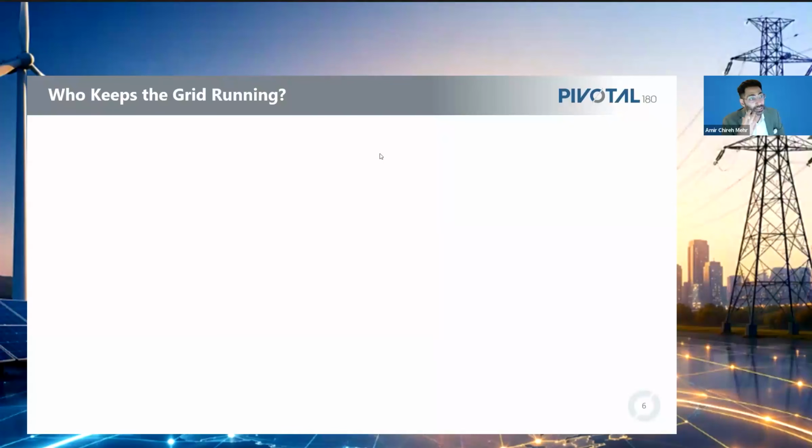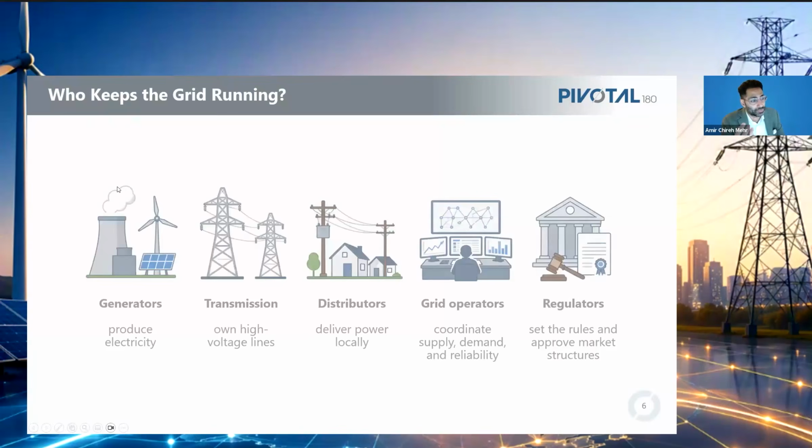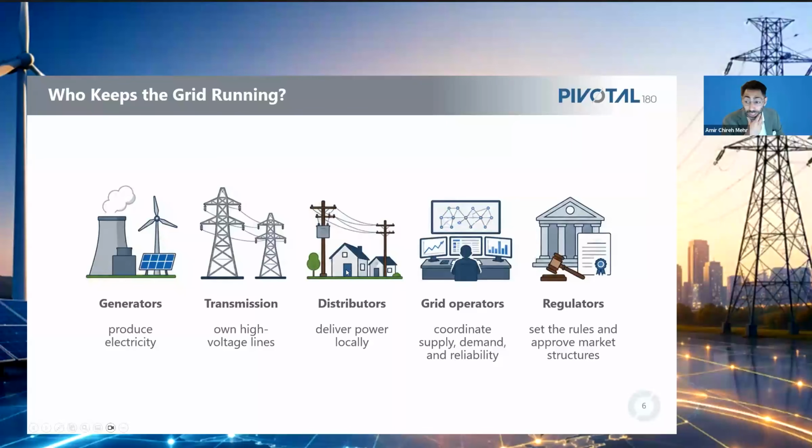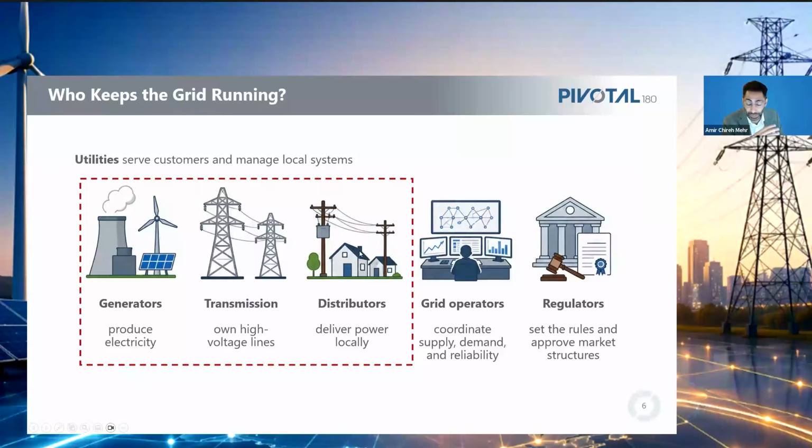Now, who keeps the grid running? Who are the key actors, right? We've already spoken about generators, transmission, and distributors. These may be entities that are separated or united together under a utility framework, and I'll come back to utilities in a section. But we also have grid operators and regulators.